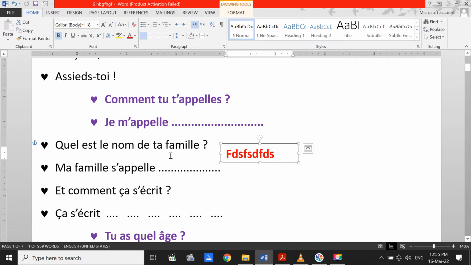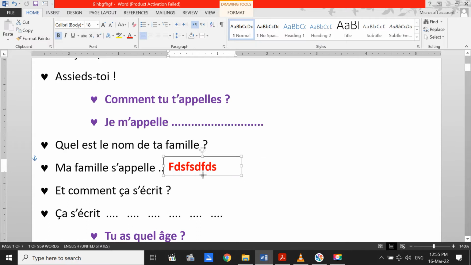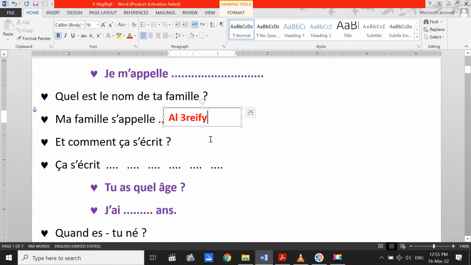But here, quel est le nom de ta famille? And it can be comment s'appelle ta famille? Comment s'appelle ta famille? What's the name of your family too? Ma famille s'appelle, and you say here the name of your family. Par exemple, ma famille s'appelle, par exemple, Al-Arifi. Ok, Al-Arifi. Donc, et comment ça s'écrit?